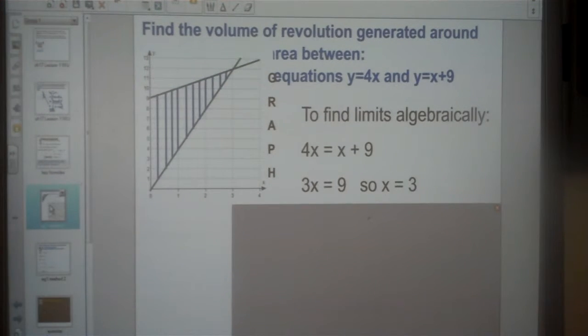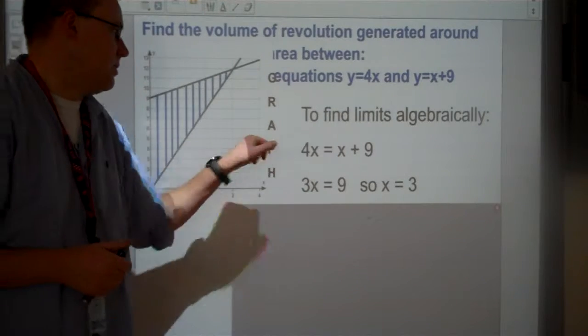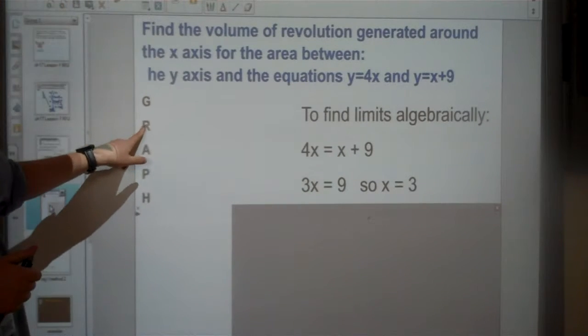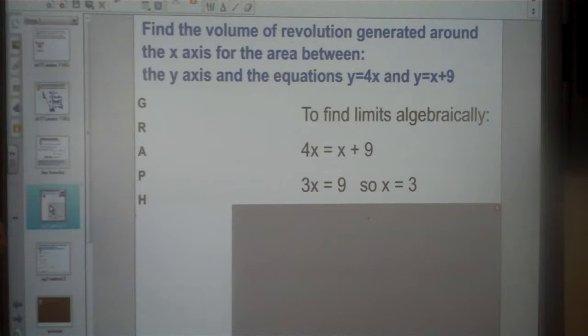Now you're not going to quite be as lucky as that, so you might have to do this algebraically. So we just set the two equations equal to each other and then go ahead and solve. And also from the picture, as it says the y-axis as well, we know that x equals 0 is the equation of the y-axis.